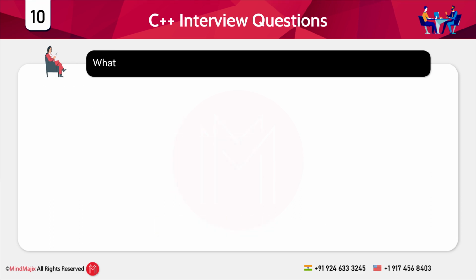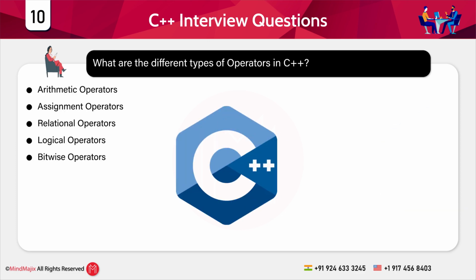The next question is, what are the different types of operators in C++? These are the types of operators in C++, as you can see on the screen: arithmetic operators, assignment operators, relational operators, logical operators, and bitwise operators. If you talk about arithmetic operators, you can perform operations like addition, subtraction, multiplication, division, remainder, increment, and decrement. Next, the assignment operators: you have equal to, plus equal to, subtraction equal to, multiplication equal to, division equal to, and the modulo equal to, which is the remainder.